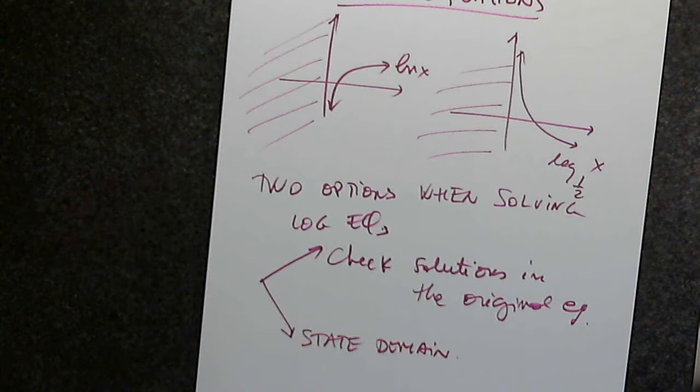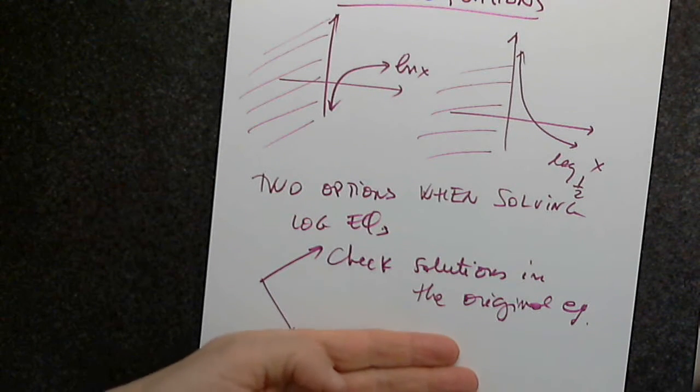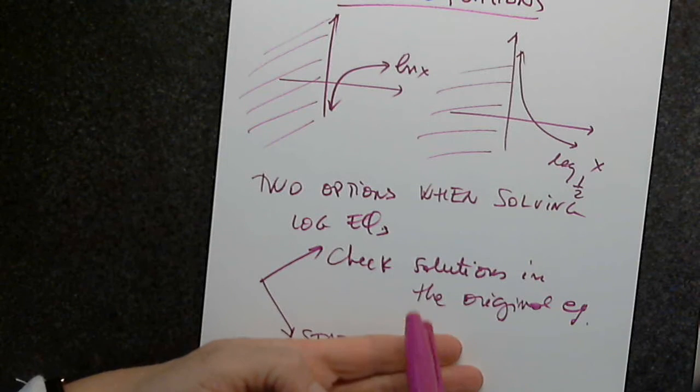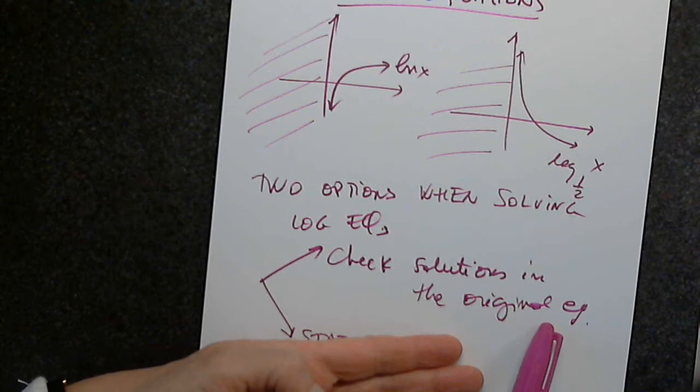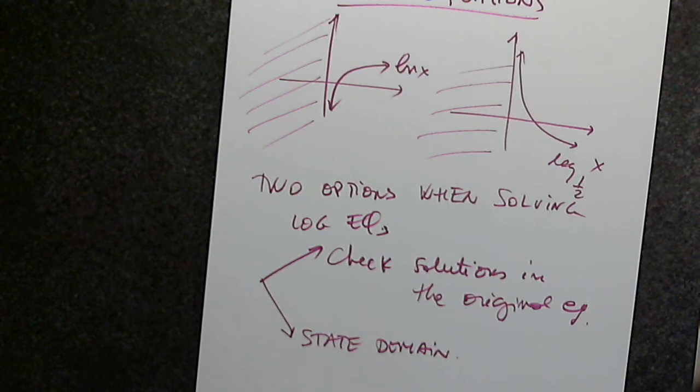You know me, I'm lazy when it comes to plugging back in, and I may forget, who knows. I prefer stating a domain. You can say, no way, I'm not going to state a domain, I don't like it, but I promise to check solutions. That's fine by me. I don't like going back and checking solutions. I prefer domain. But you choose whatever you want.